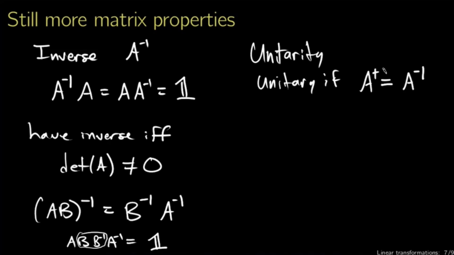Notationally speaking, there are a lot of things to keep track of here. We have a dagger, we have a star, we have a twiddle, we have a minus 1. We have the determinant of A. And they all interact in ways that you need to keep straight. But unitary matrices will play a special role in quantum mechanics.